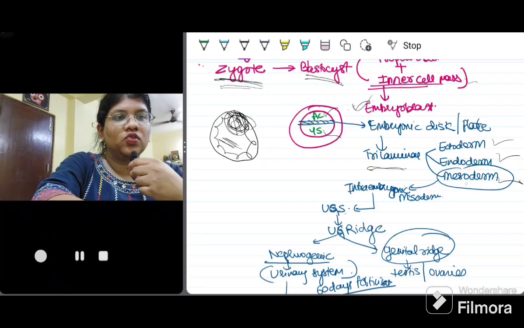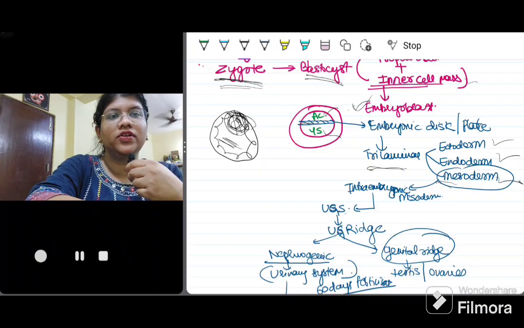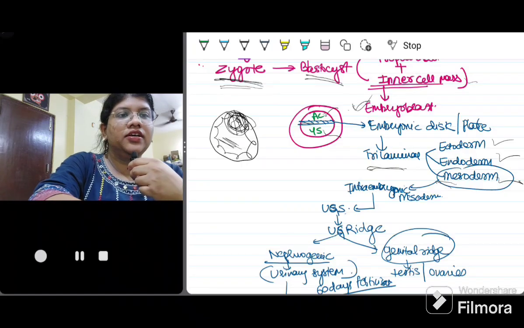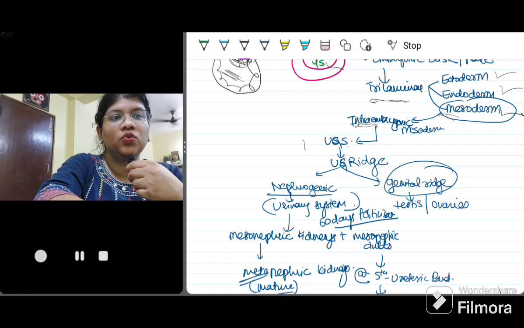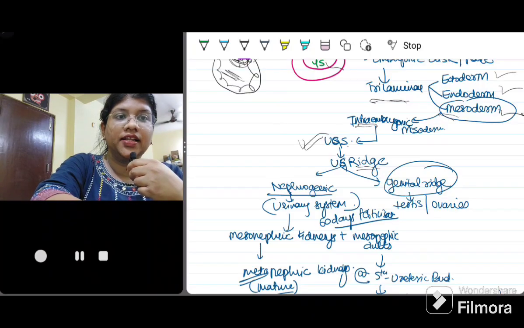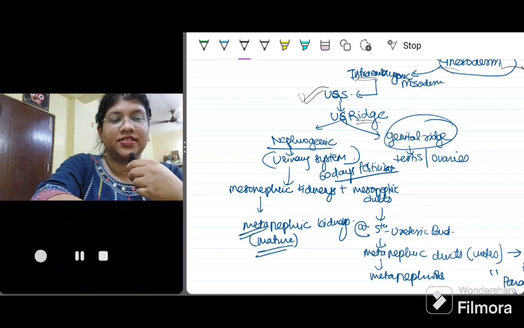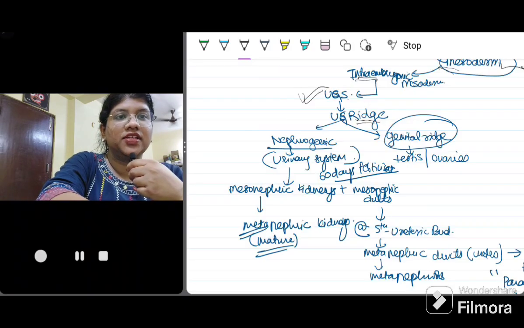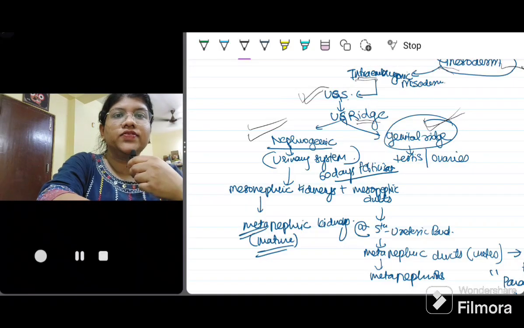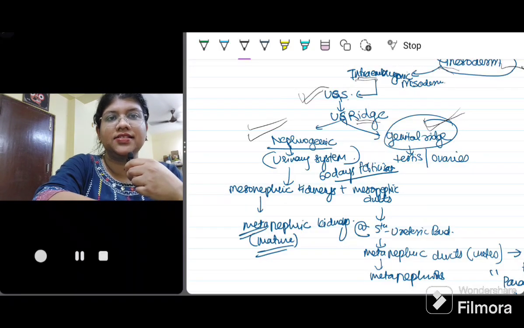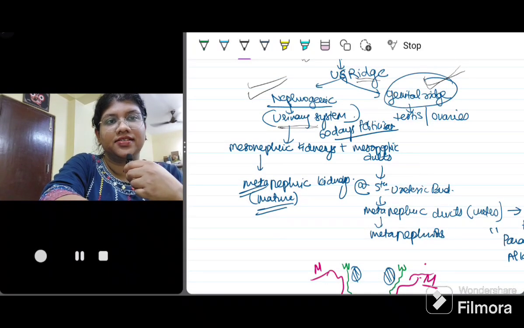This mesoderm again has extraembryonic mesoderm and intraembryonic mesoderm. So remember, this intraembryonic mesoderm is the one which gives rise to the urogenital sinus. Urogenital sinus forms the urogenital ridge. This urogenital ridge gives rise to two lineages, you can say. It forms the nephrogenic part and the genital ridge. Genital ridge will give rise to your gonads, that is testes or ovaries. Nephrogenic ridge will give rise to the urinary system.